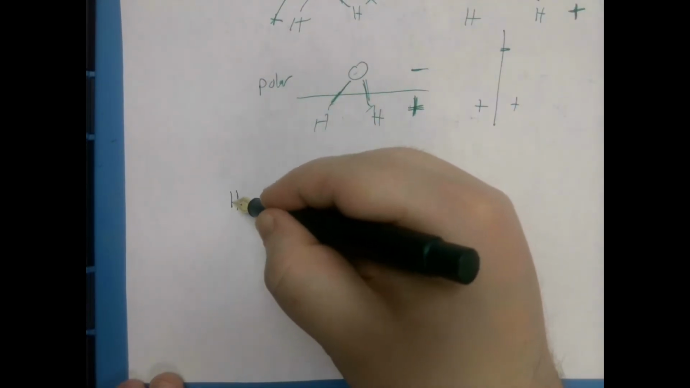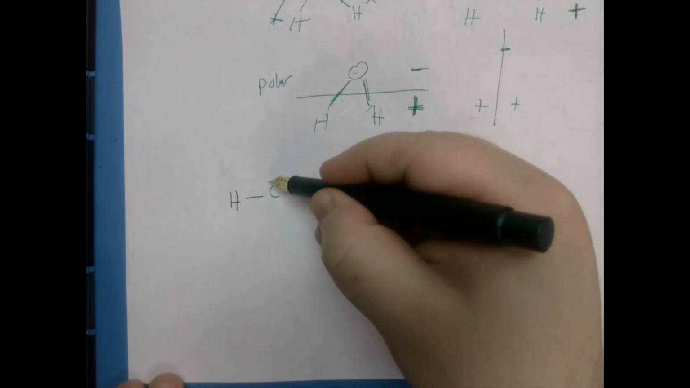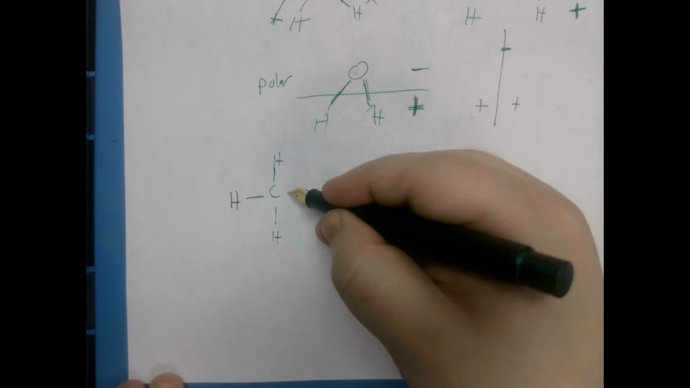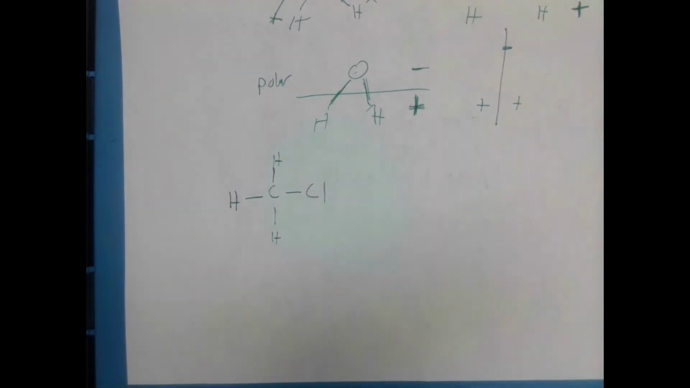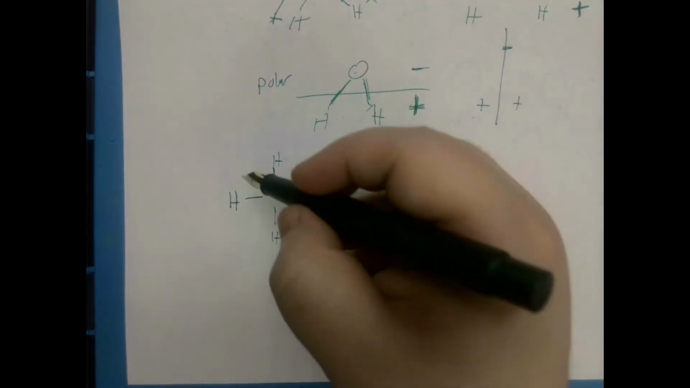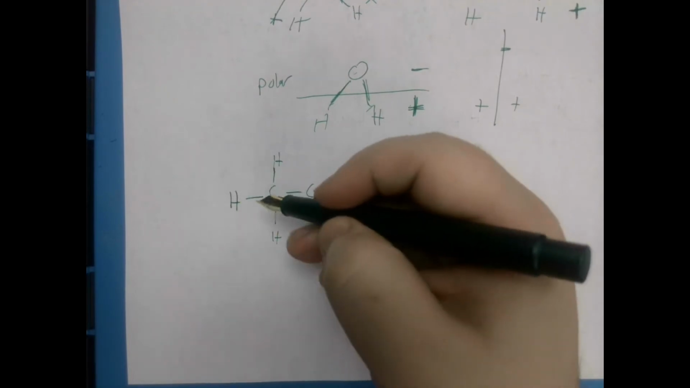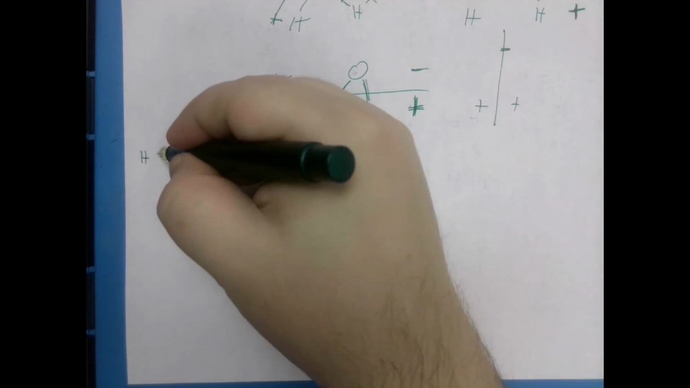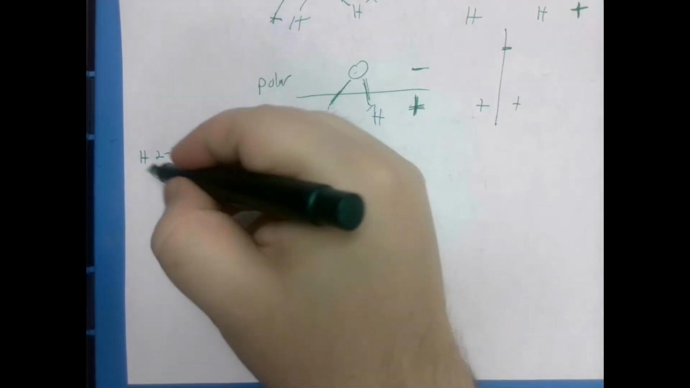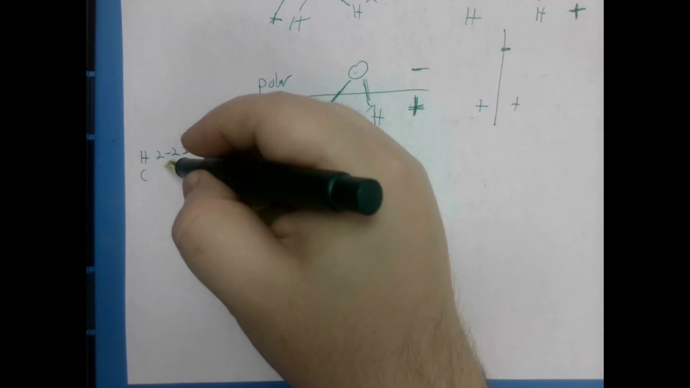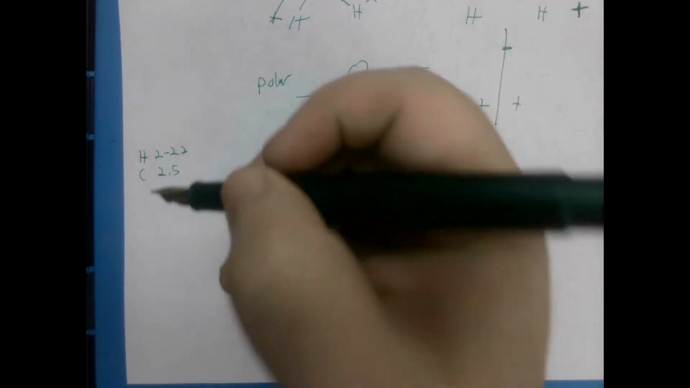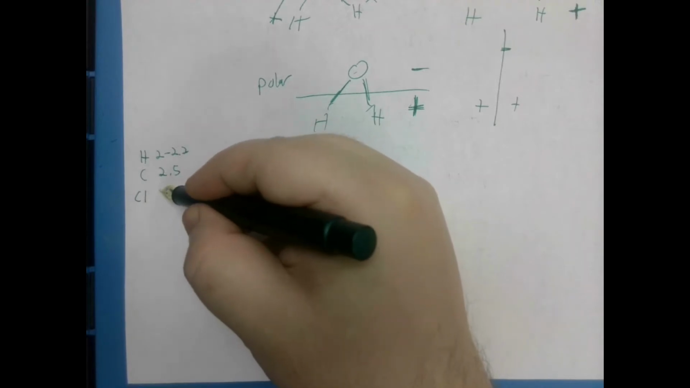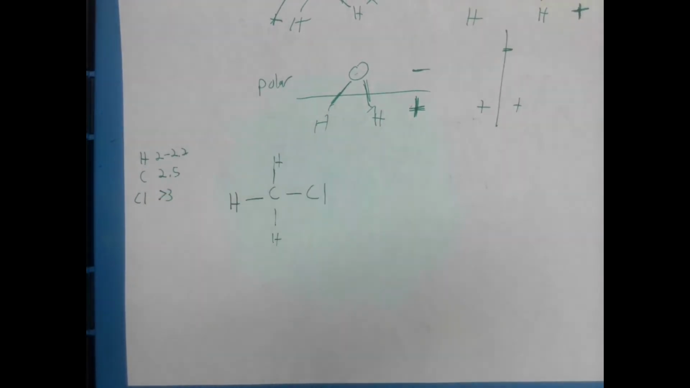So I have hydrogen with carbon, with hydrogen, with hydrogen, with chlorine. The one with the least electronegativity is going to be positive. Hydrogen is sitting around 2 to 2.2, carbon is somewhere around 2.5, and chlorine is sitting at greater than 3.